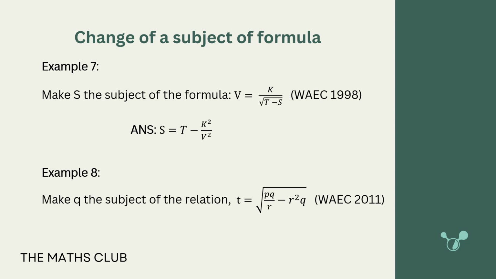Great. Next example says that we should make q the subject of the relation for t is equal to square root of pq all over r minus r squared q. I want you to pause the video and try this out yourself.